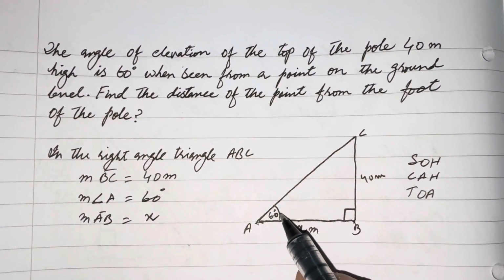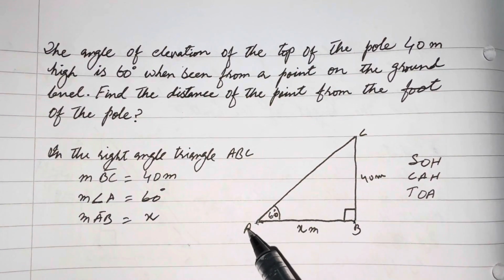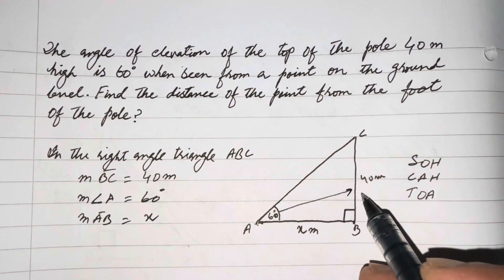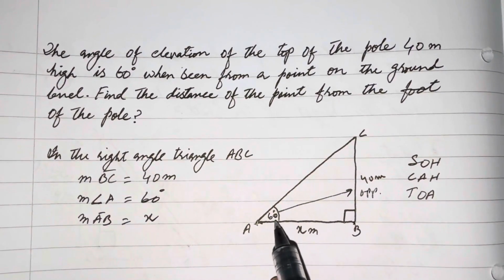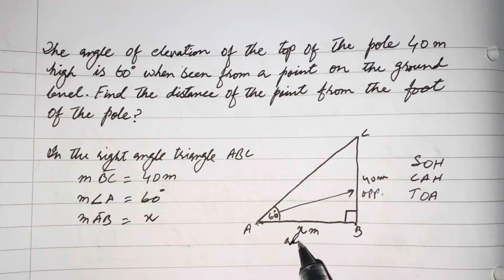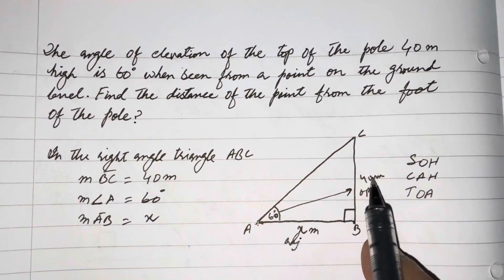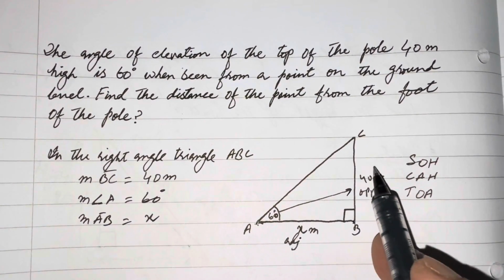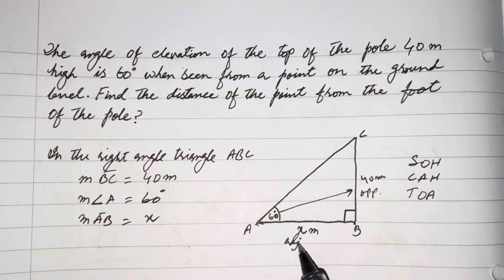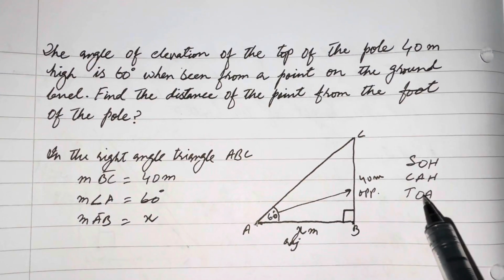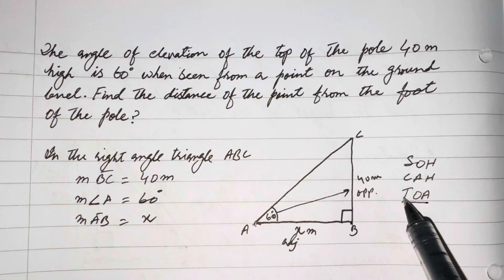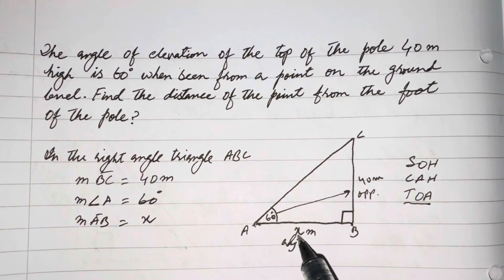So if we talk about the angle of elevation 60 degrees at point A, the opposite side will be this one, and this one will be the adjacent side. So opposite and adjacent, the trigonometric ratios where the opposite side and adjacent side are involved, we use the third magical word called TOA. T for tangent, O for opposite, and A for adjacent.